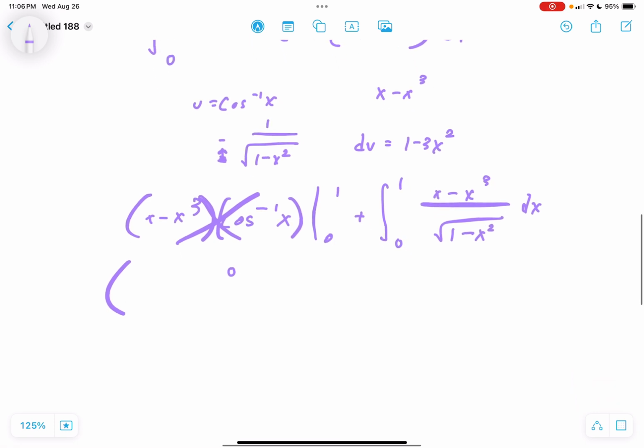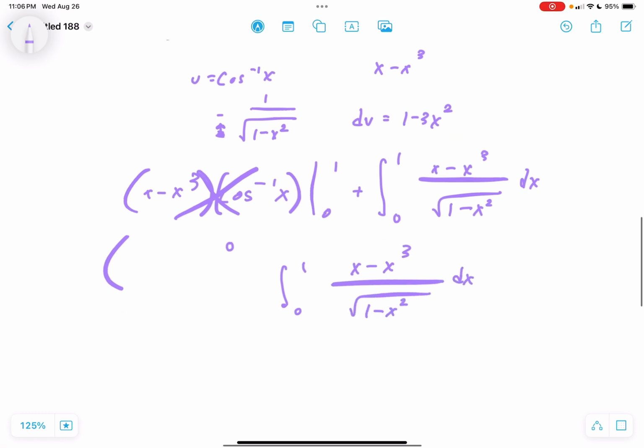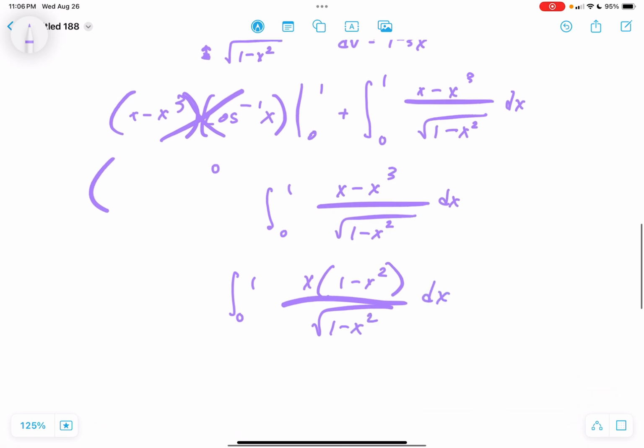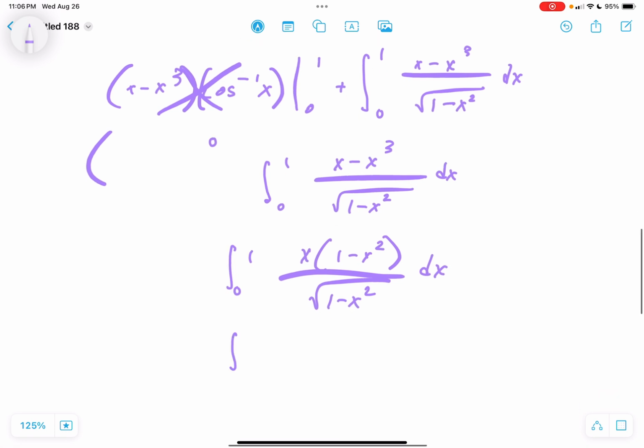So now really all we're worried about is the integral from 0 to 1 of x minus x cubed over the square root of 1 minus x squared dx. Notice I can factor out an x. And look at how nice this is. Now I have similar terms with different powers. And now I can use same base, different exponent, and I rewrite this as the integral from 0 to 1 of x times the square root of 1 minus x squared dx.